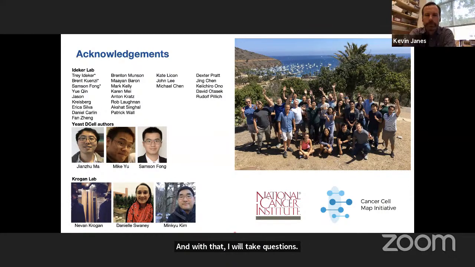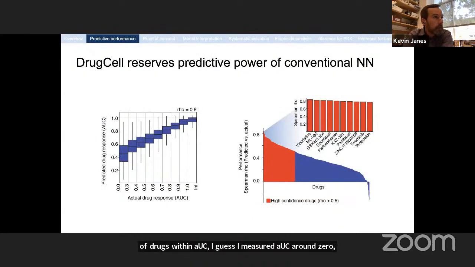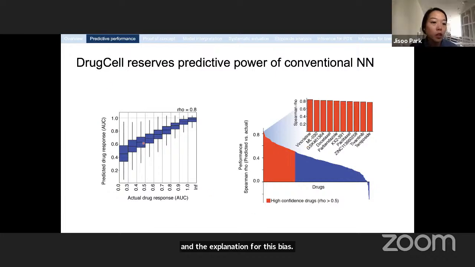Excellent. Thank you very much, Jisoo, for an outstanding talk on knowledge-guided machine learning applied to translational biology from cell lines to patients. There was one question that came up in Slido. It was relatively early, and it says the predicted drug response in Spearman, is Spearman correlated? I think this was the original development of DrugCell, but the model appears to overestimate the effect of drugs within AUC, I guess I measured AUC around the 0. Any explanation for this bias? You mean here? I perceive so, yes.